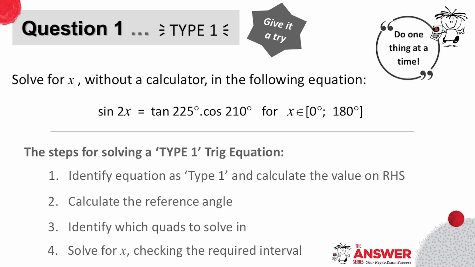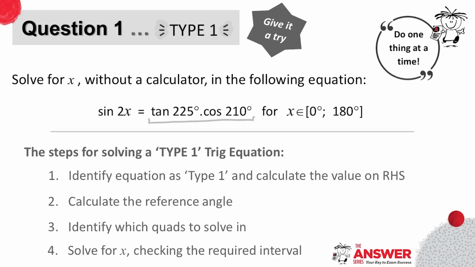We'll start here with an example of type 1. We are asked to solve for x without the use of a calculator. The first thing here is to recognize this trig equation as a type 1 example: a ratio equals a value. Then next, in order to calculate the reference angle, we need to calculate the value on the right-hand side.